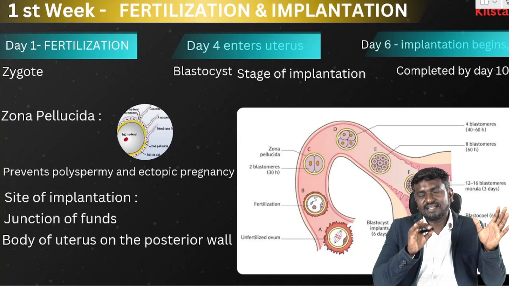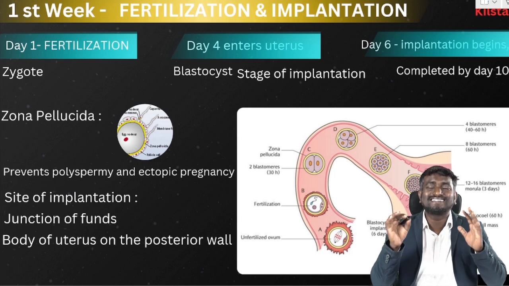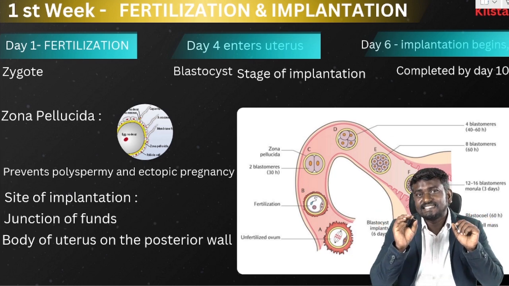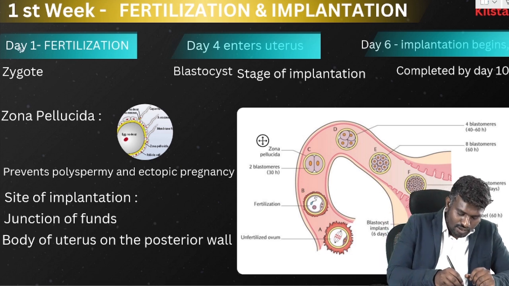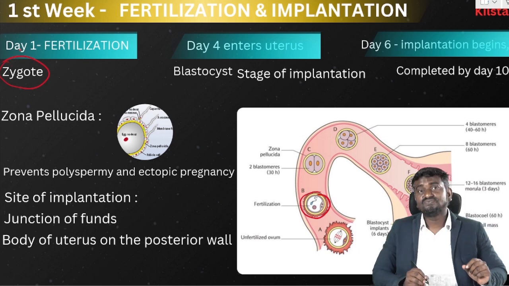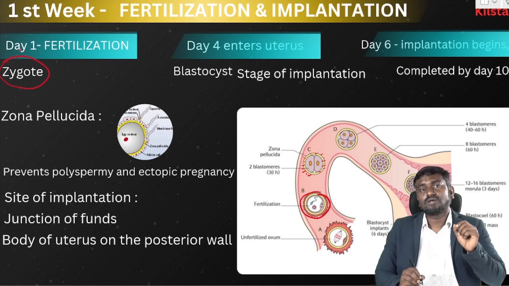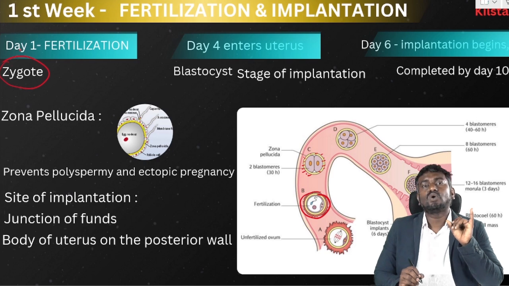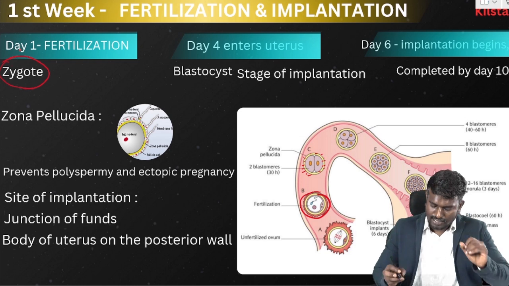Now the ovum is fertilized, a sperm has penetrated into the ovum, and it undergoes the process called fertilization. Let's see what happens right from day 1. Day 1, the zygote gets formed, as you can see here, and then it forms a layer which you can see yellowish here. This is called the zona pellucida. The yellow region is called the zona pellucida. It prevents polyspermy and also ectopic pregnancy. Once again, polyspermy and also ectopic pregnancy.